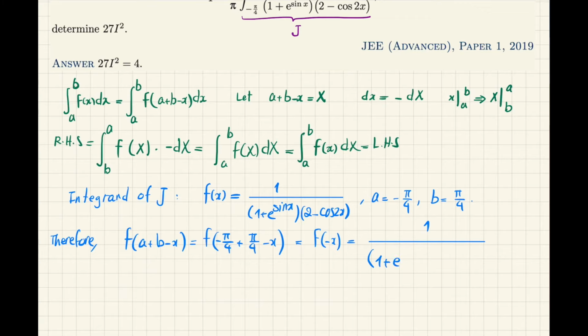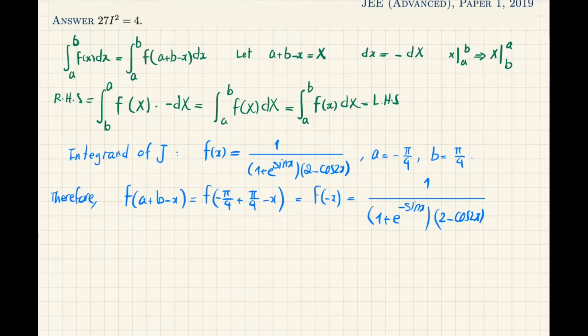So it becomes e to the power, I need to replace x with minus x, but that minus sign will go out of the sine, so it becomes minus sine x, and cosine is not sensitive to the negative sign at all, so it will remain the same because cosine of minus alpha is equal to cosine alpha itself.